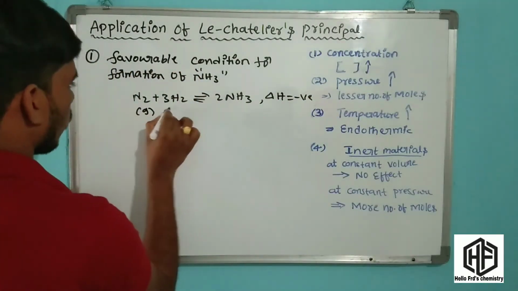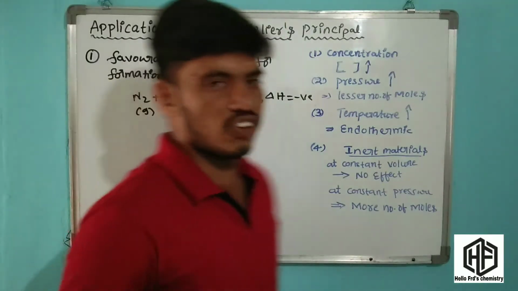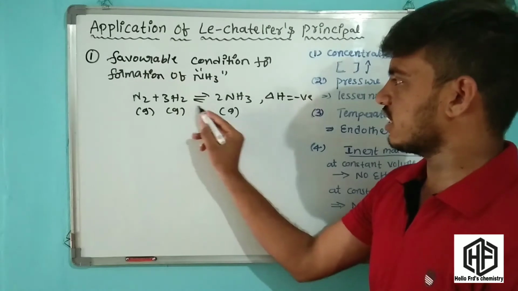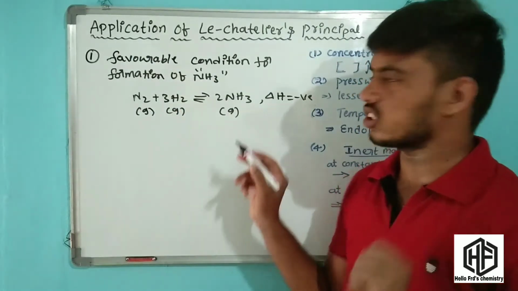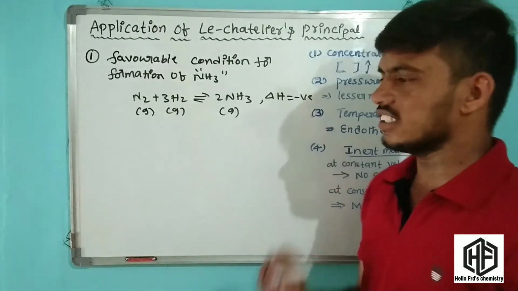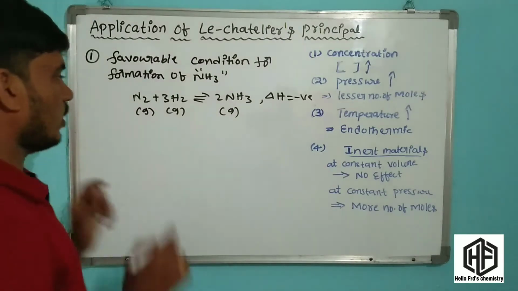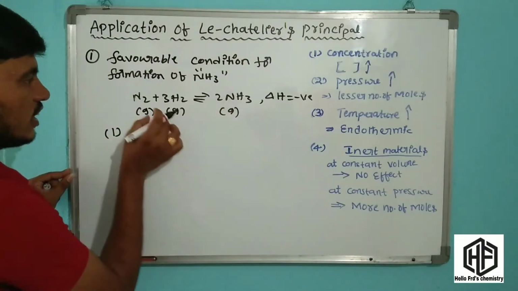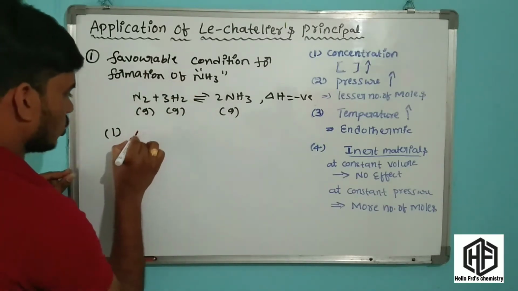Now, gaseous molecules are present here. Friends, this is the question: favorable condition for the formation of NH3. This reaction is N2 plus 3 moles of H2 giving 2 moles of NH3, and Delta H is negative. Friends, what is the favorable condition? By using these key points, the first favorable condition for formation of NH3 is the addition of the reactants N2 and H2.